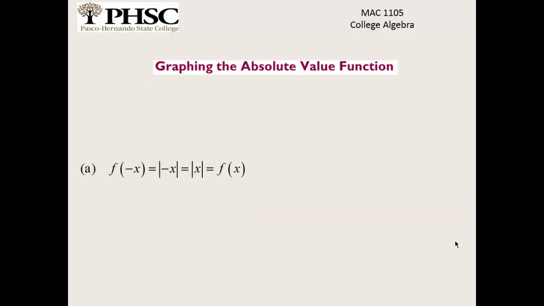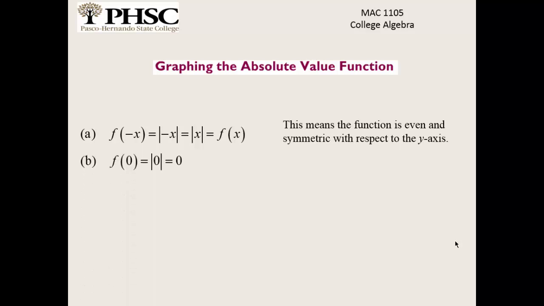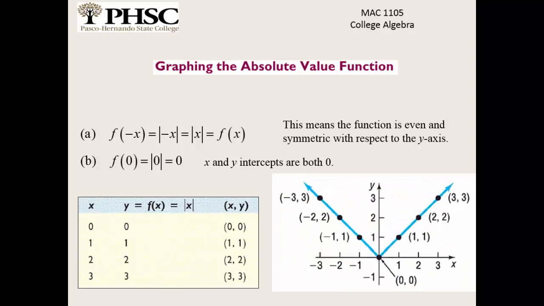So the first thing is that we see that f of negative x is equal to f of x. That means that the function is even and symmetric with respect to the y-axis. The next thing is f of 0 equals 0, so the x and y intercepts are both 0. That means it's at the origin, and here's just a table with 4 values, 4 ordered pairs. And then here is the graph of this function.